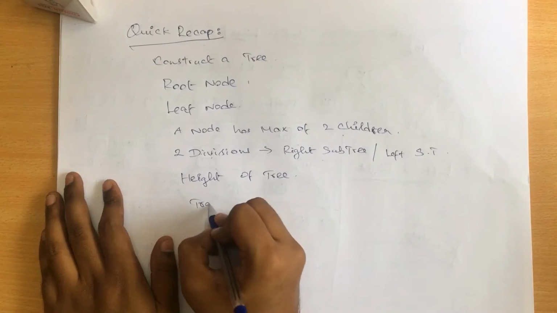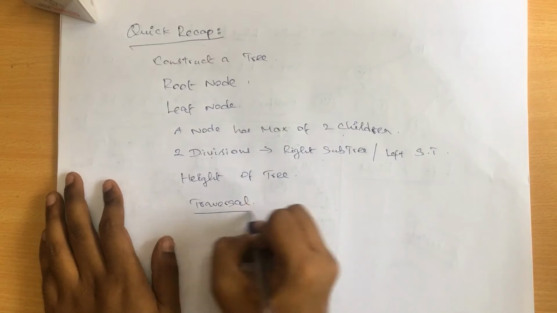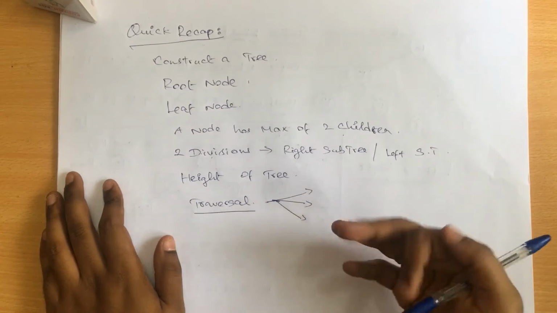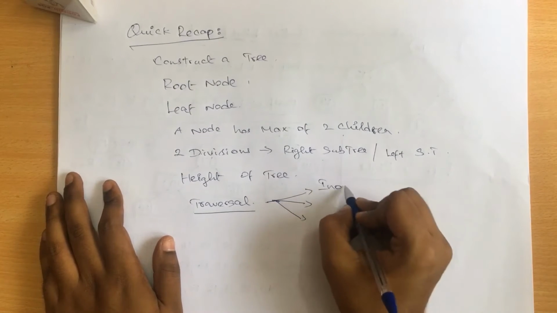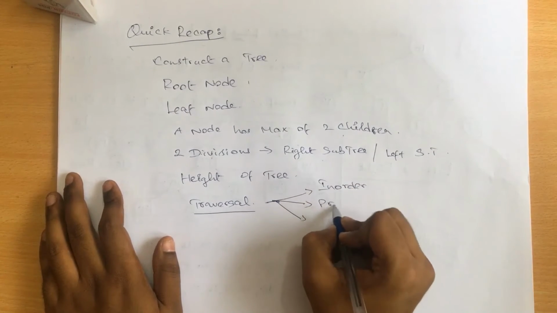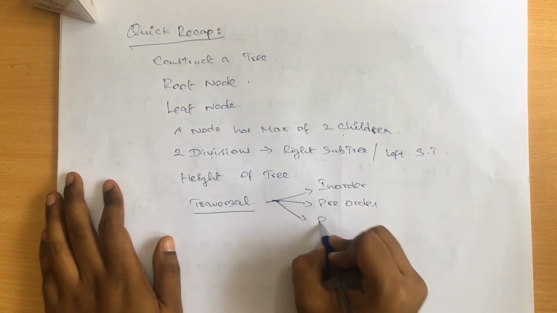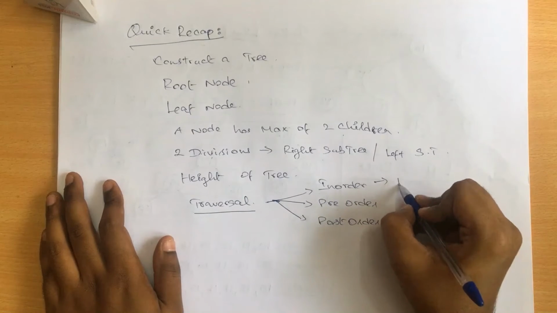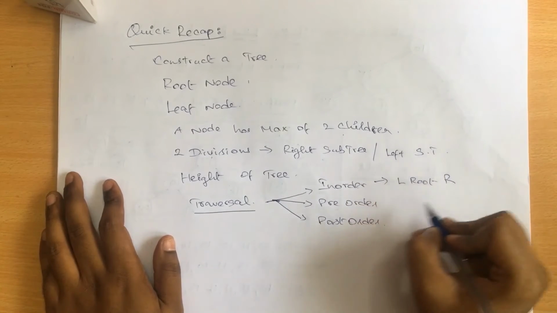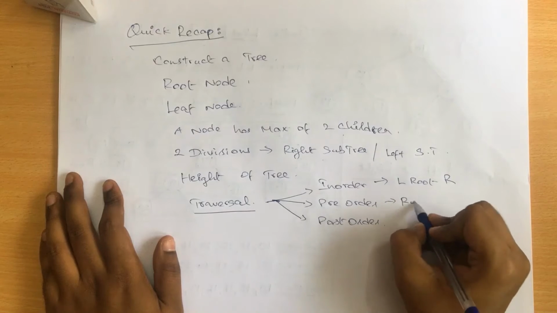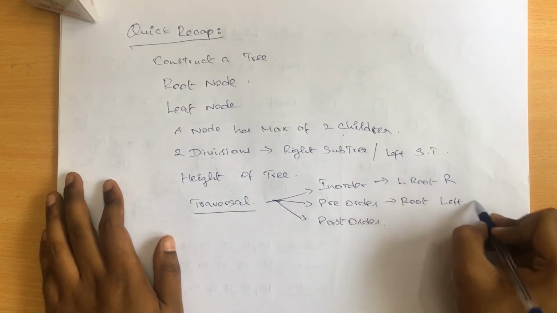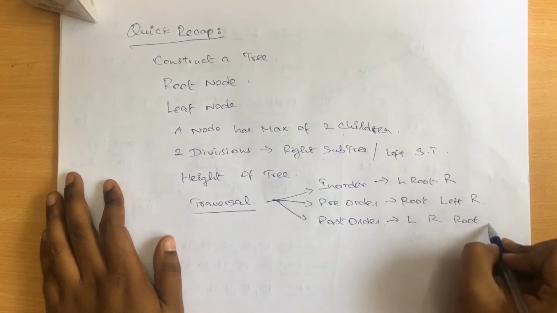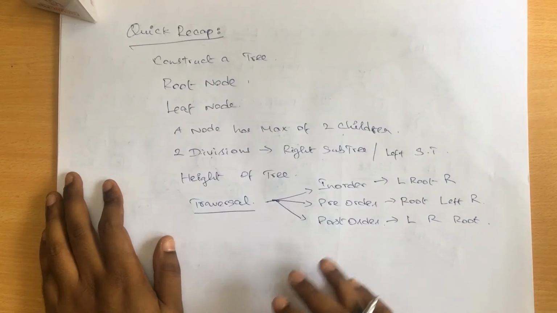Also we have learned about traversal techniques of a tree. There are three traversal ways. One is in-order, another one is pre-order, and the last one is post-order. When it comes to in-order, the arrangement will be left, root and right. With pre-order, it will be root, left and then right. And with post-order, it will be left, right and then at last the root. So this is the basic thing which we learned about a tree.